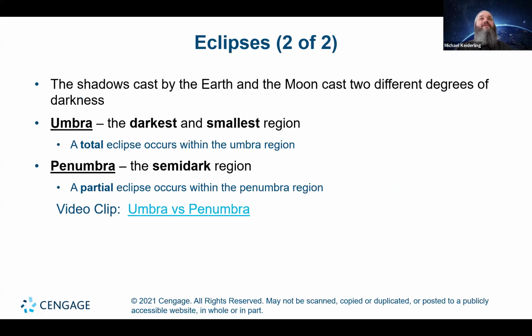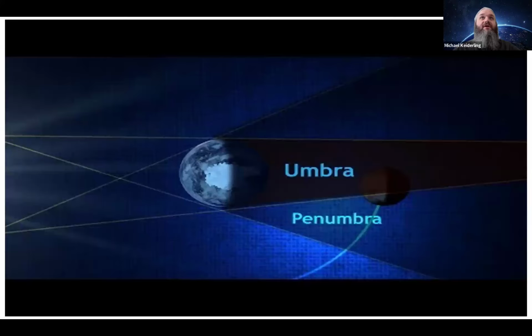So the shadows cast by the Earth and the moon cast 2 different degrees of darkness. There's the umbra, which is the darkest and smallest region. That's where a total eclipse occurs. And the penumbra, it's the semi-dark region where a partial eclipse occurs. So here's a short video about the difference between umbra and penumbra.